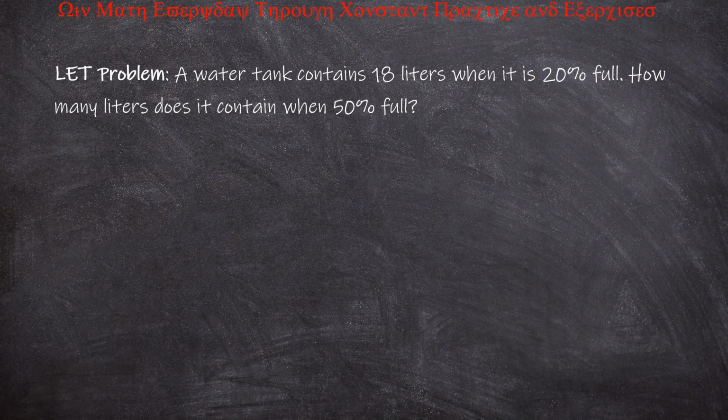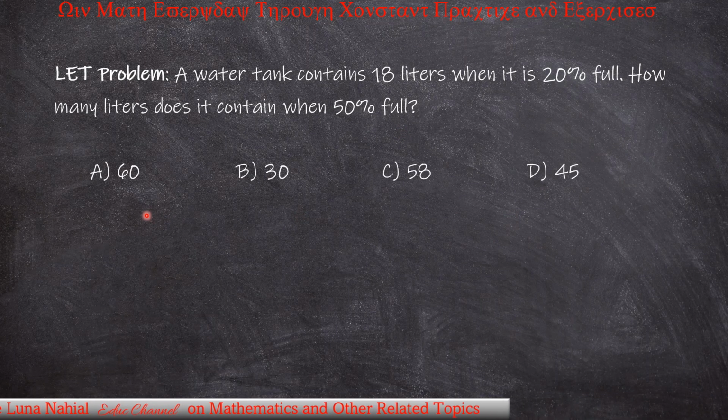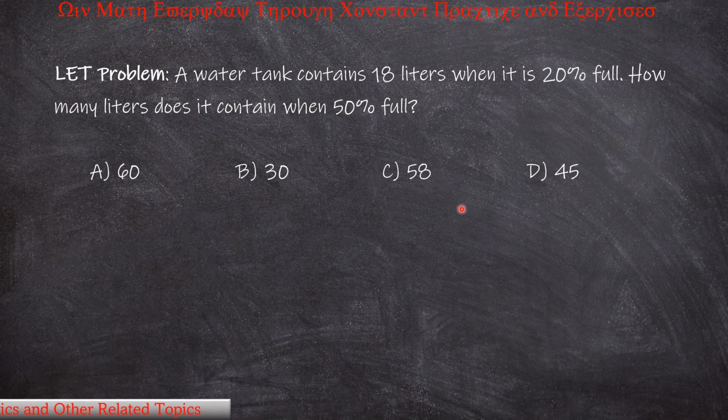Next problem. A water tank contains 18 liters when it is 20% full. How many liters does it contain when 50% full? We have here the choices: A, 60; B, 30; C, 58; D, 45.